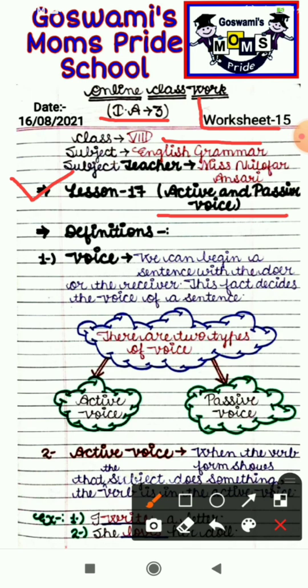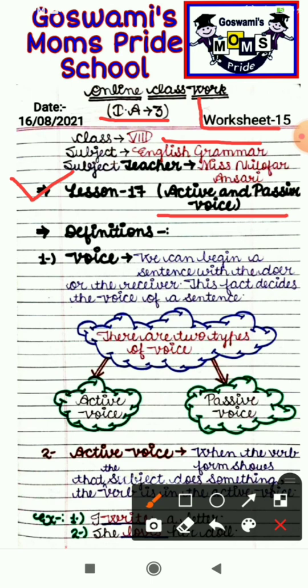The explanation of the topic I have already provided you in your WhatsApp group through a YouTube link, and I hope you all have seen that video and understood the topic well. In today's worksheet 15, we will discuss the definitions related to active and passive voice and some rules to change an active voice to passive voice.